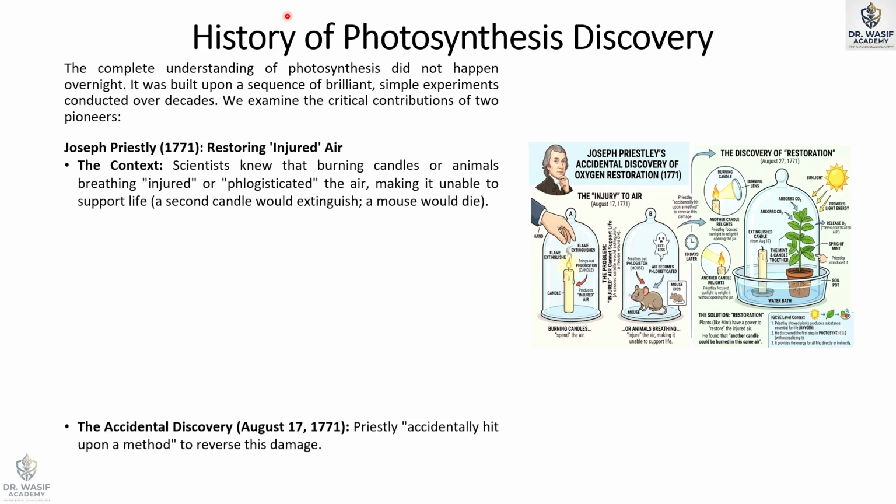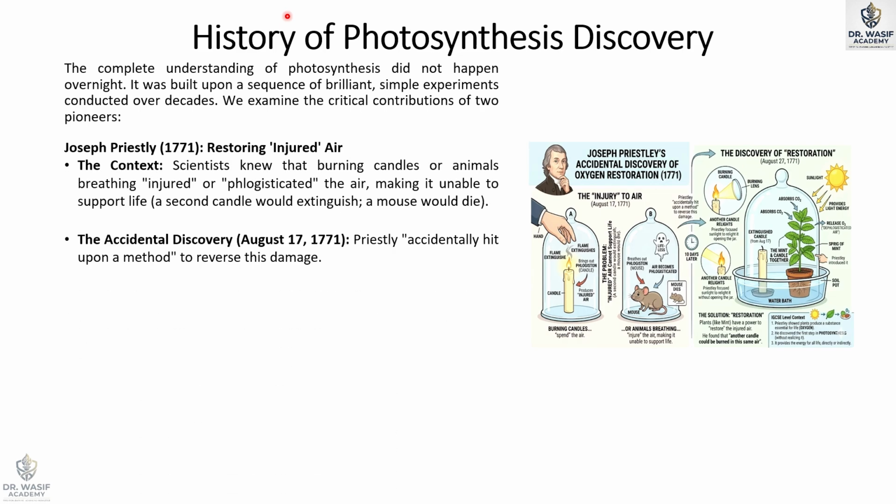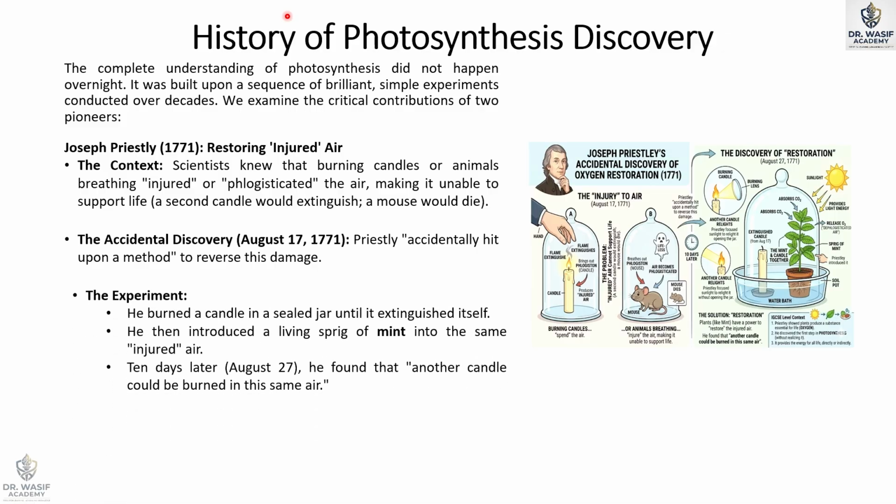So on August 17th of 1771, Priestley made an accidental discovery that changed everything. He burned a candle in a sealed jar until the flame went out because the air was injured. But then he did something different. He put a living sprig of mint into the same jar. What happened then?